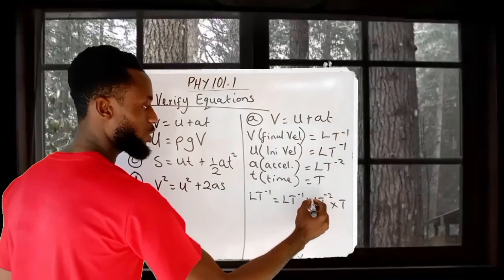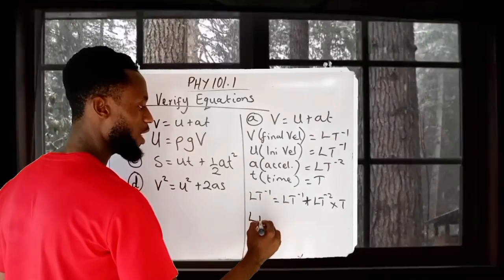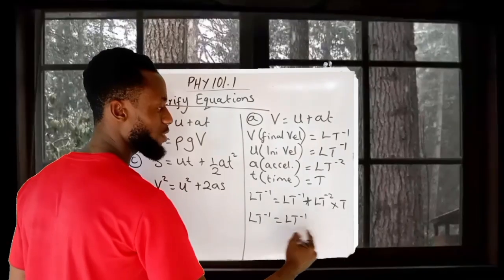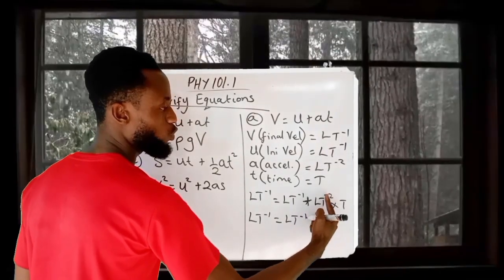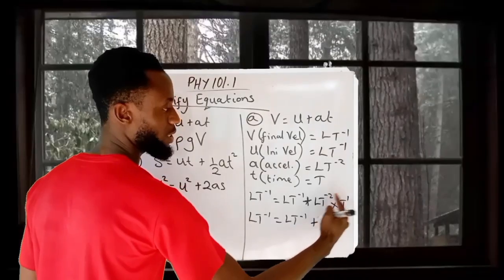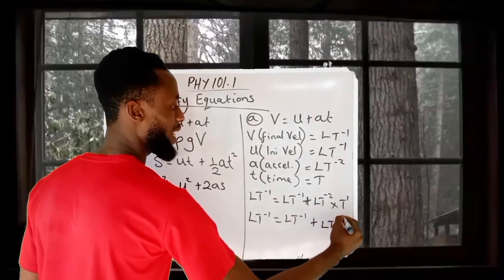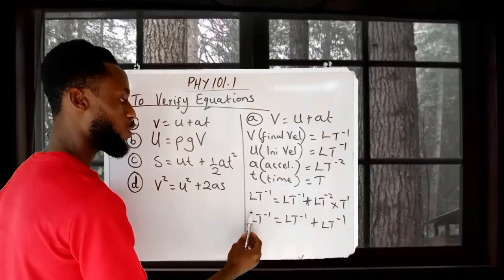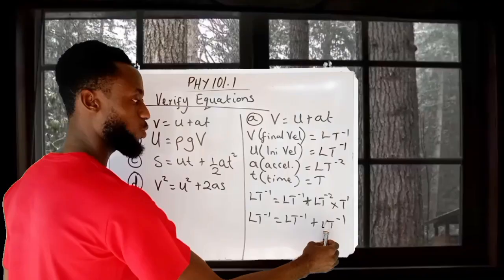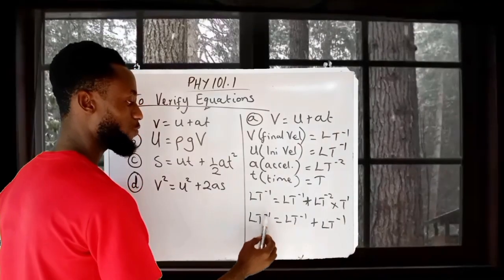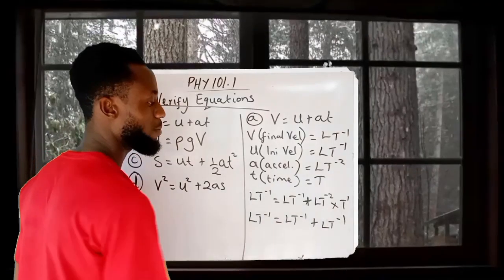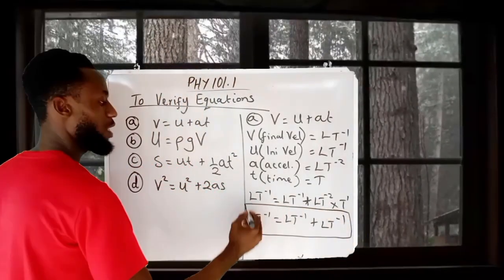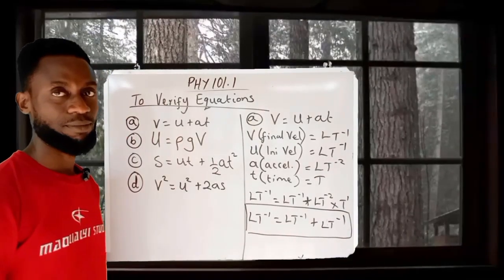So what does that give us? Watch out for this plus here. So LT^-1 on the left becomes LT^-1 plus, by the time you do minus 2 plus 1 according to indices, you will still get LT^-1. So if you look at this, you can see that the order of L is 1 and it is 1 also on the right hand side. The order of T is minus 1, which is also the same as what is obtainable on the right hand side. So therefore, such an equation is correct dimensionally speaking.